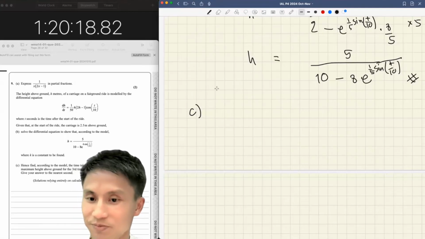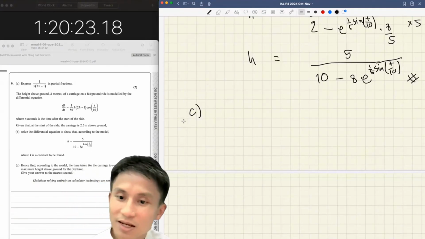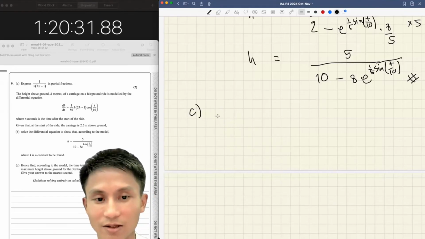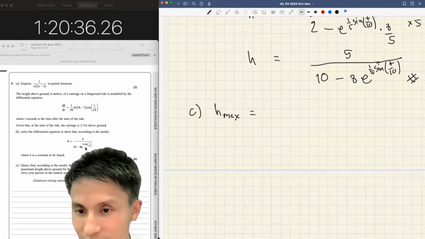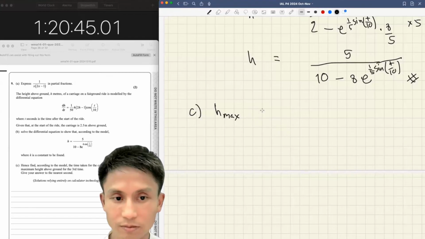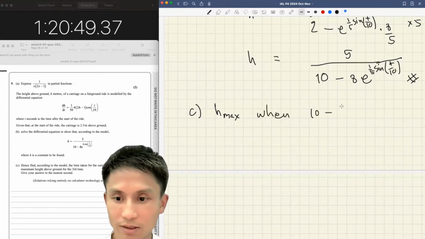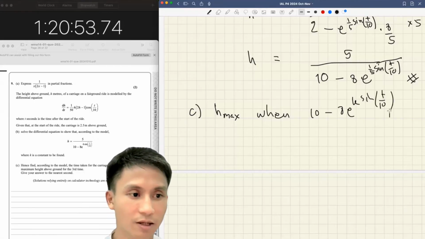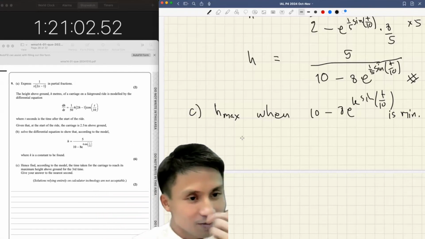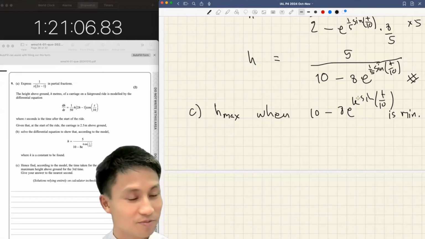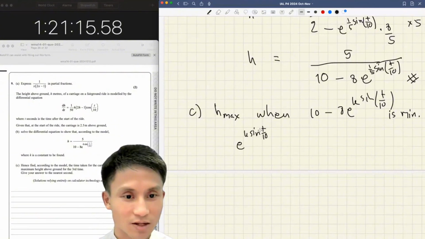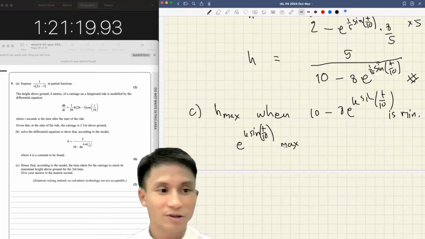Okay, now maximum. This function can only be maximum when h is maximum. We just have a look at only some particular function. H is maximum when this denominator is minimum. So we want the denominator to be minimum, when 10 minus 8 e to the k sine t over 10 is minimum. And this is minimum when e to the k sine t over 10 is maximum.